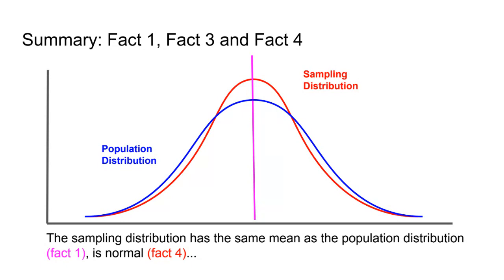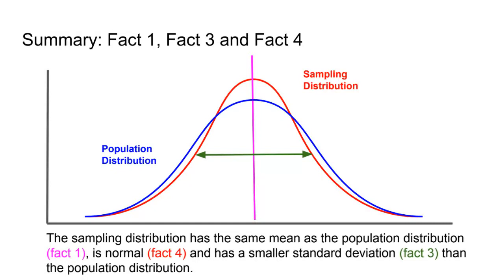Now the last fact, fact 3, tells us that the sampling distribution will have a smaller standard deviation because we have to divide the population standard deviation by the square root of the sample size. So it's going to be smaller. And that in fact means that the sampling distribution will be more peaked than the population distribution. So the population distribution will be flatter, the values are more spread out, while the sampling distribution is more dense around the mean. So those are the 3 facts illustrated.